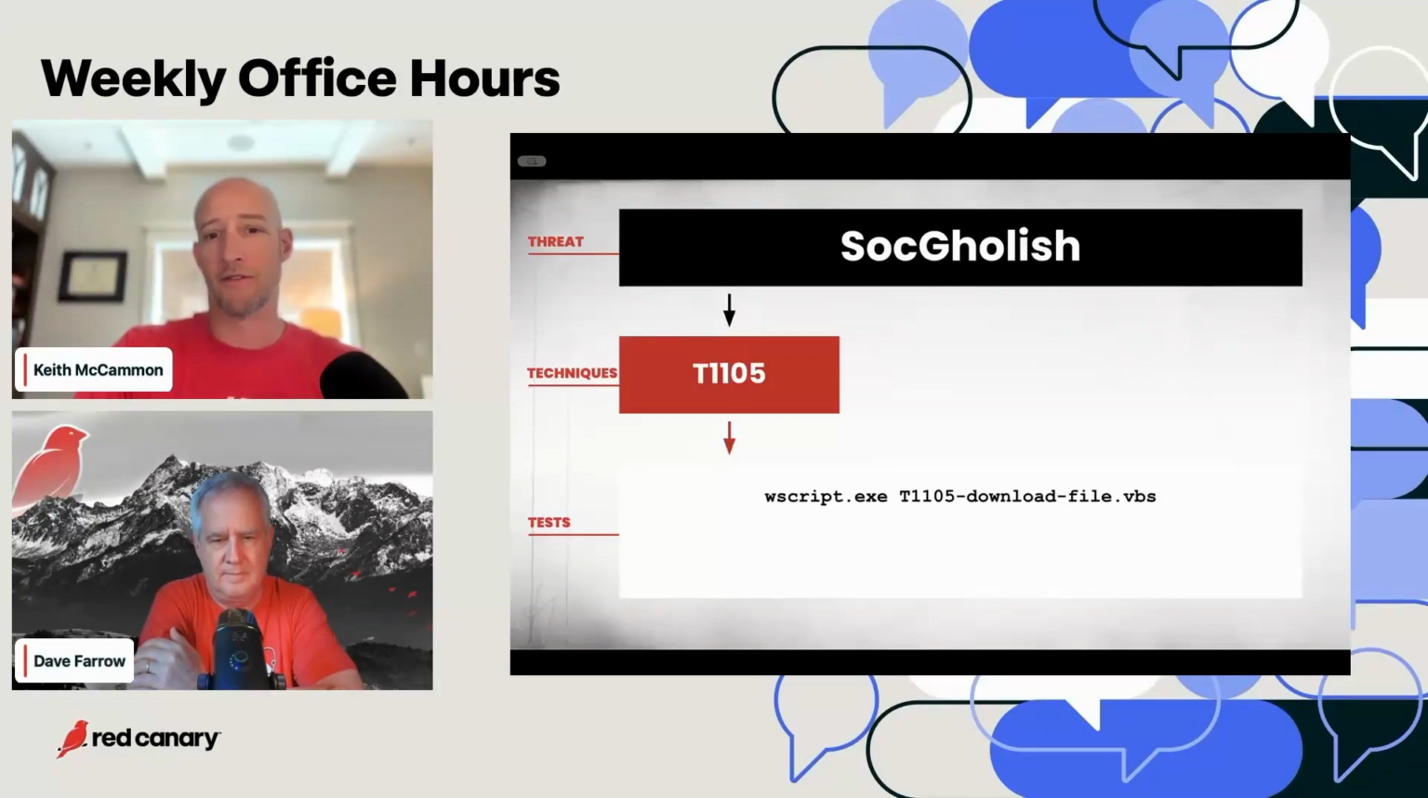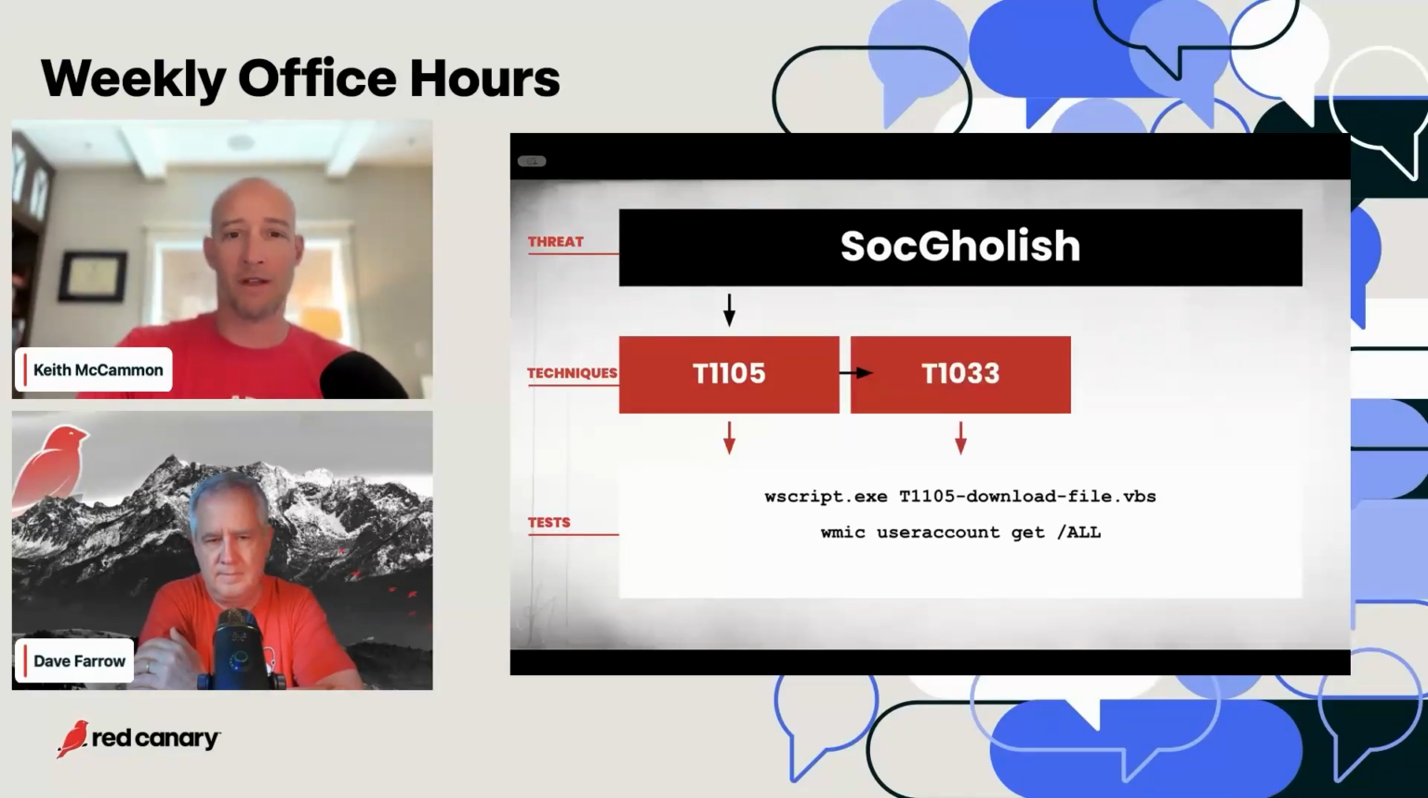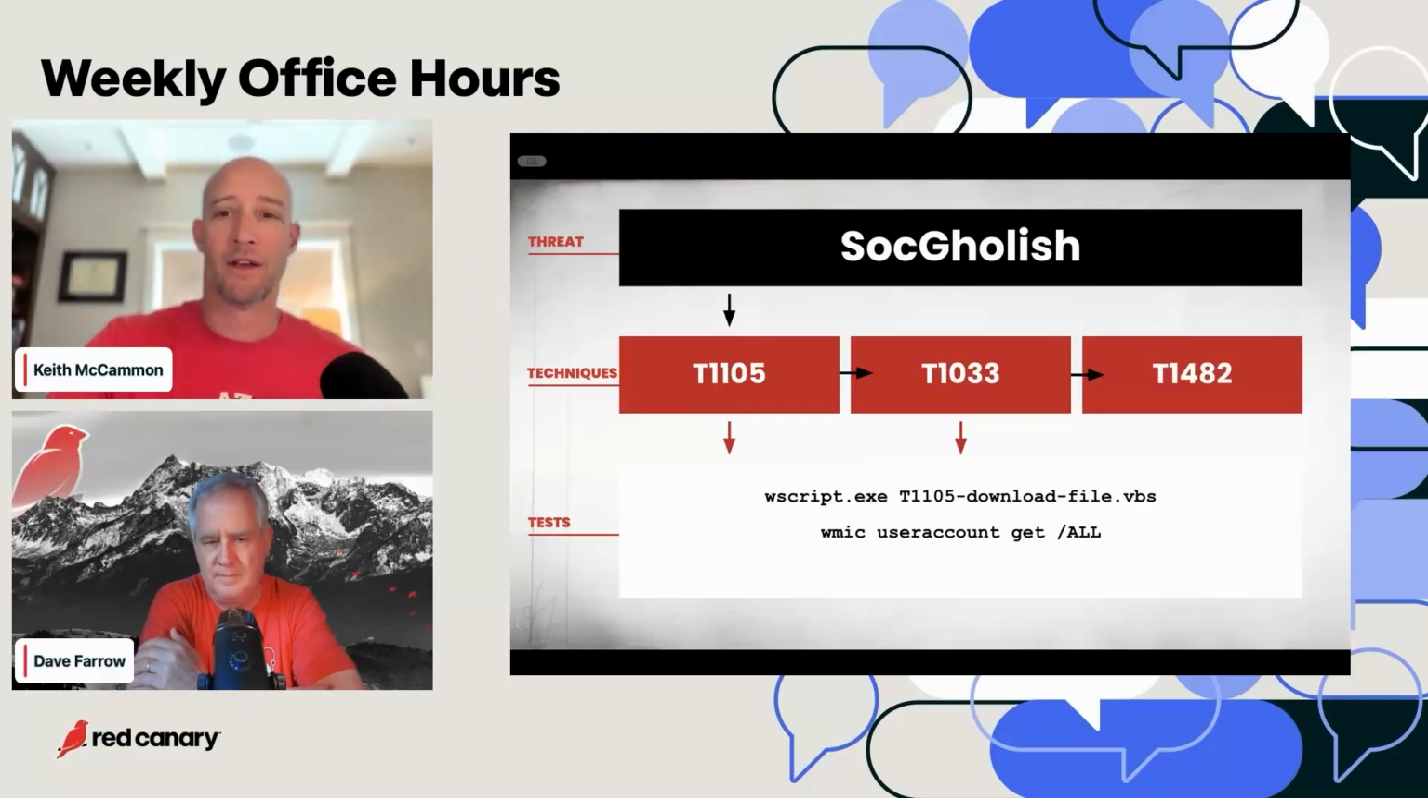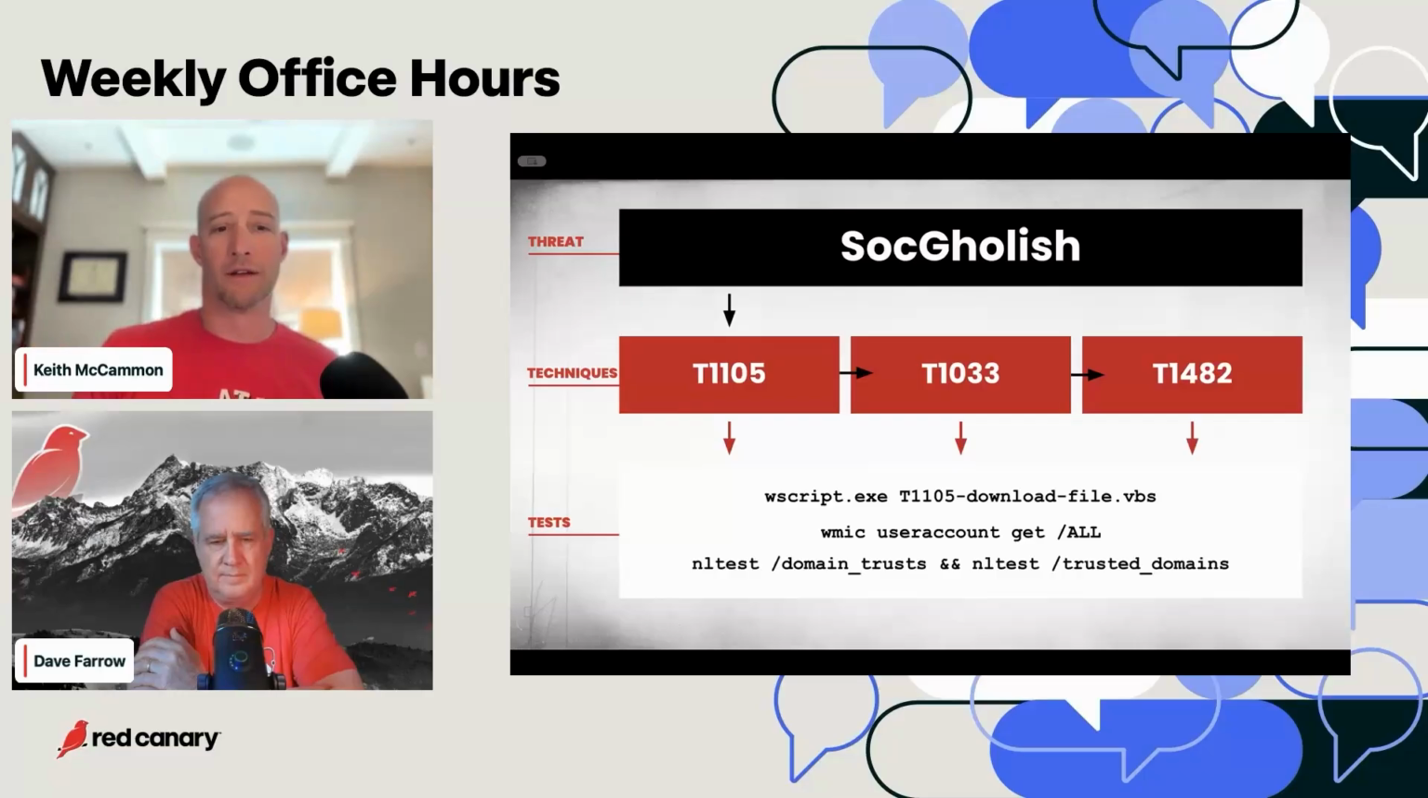So this is the first thing we can expect to see. Then we can expect to see it use WMIC to enumerate user accounts. Then we can expect to see it run that NL test command and figure out where am I and where can I go from here.